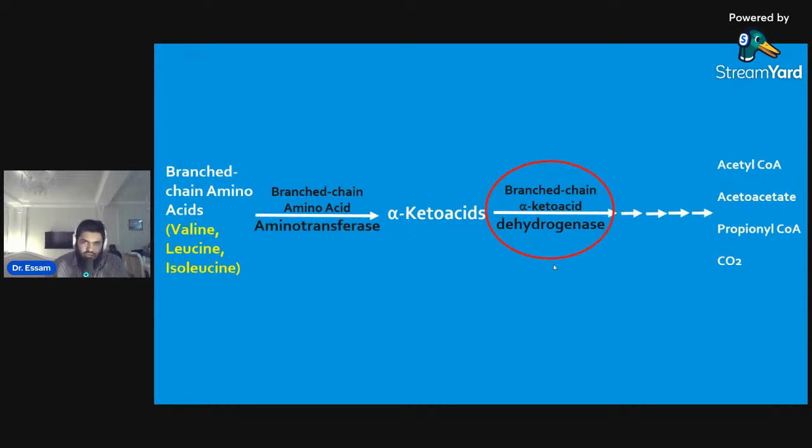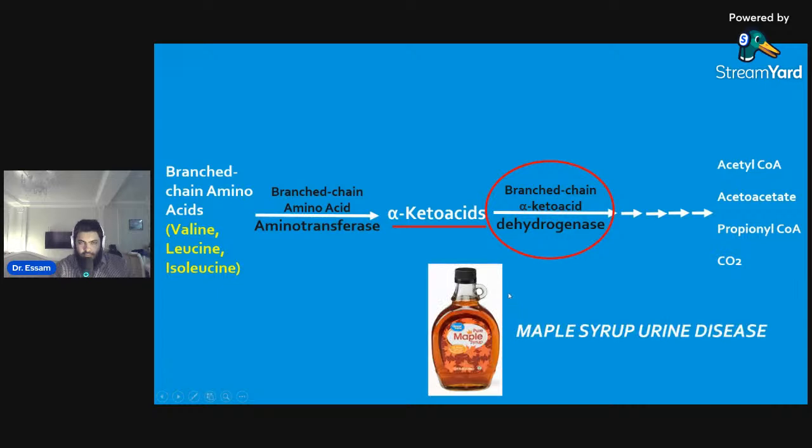What will happen if there is a problem with the branched chain alpha keto acid dehydrogenase enzyme? What will happen? Nobody's answering. Okay, two students have said urine disease. Yes, I got the correct answer. Alpha keto acids will increase, right? Alpha keto acids will increase, and the disease will be called maple syrup urine disease.